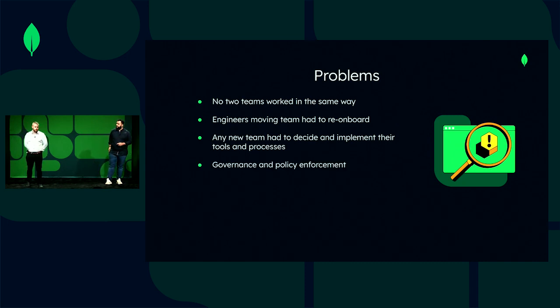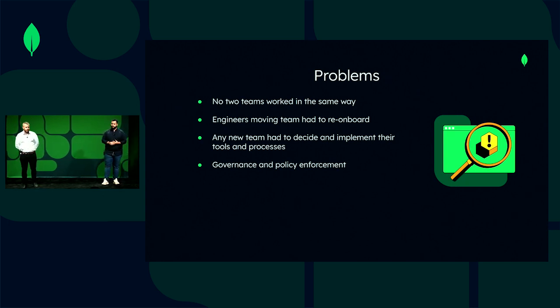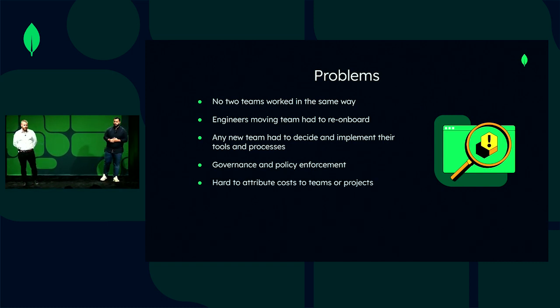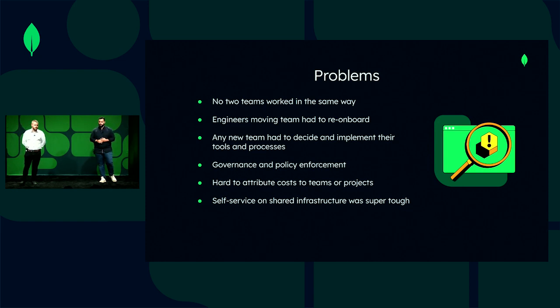Governance and policy enforcement were hard. It was hard to create a policy that could apply to all teams, given that they used different systems. And making sure that they adhered to the policy was even harder. Finance weren't happy either. It was hard to attribute costs to teams or projects. And finally, self-service on what little shared infrastructure existed was tough, given that it had to be integrated into each team's snowflake systems.